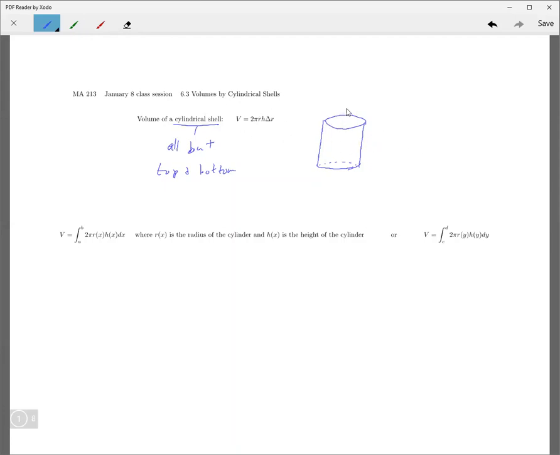Okay, so the volume is the circumference. Okay, so if this is R, the volume is the circumference and then the height. The volume is the circumference times the height times the, this is like, you think of this as the thickness. Okay, so in other words, this part right here, when it translates, you think of that as being dr, being this right here, dx, dy.